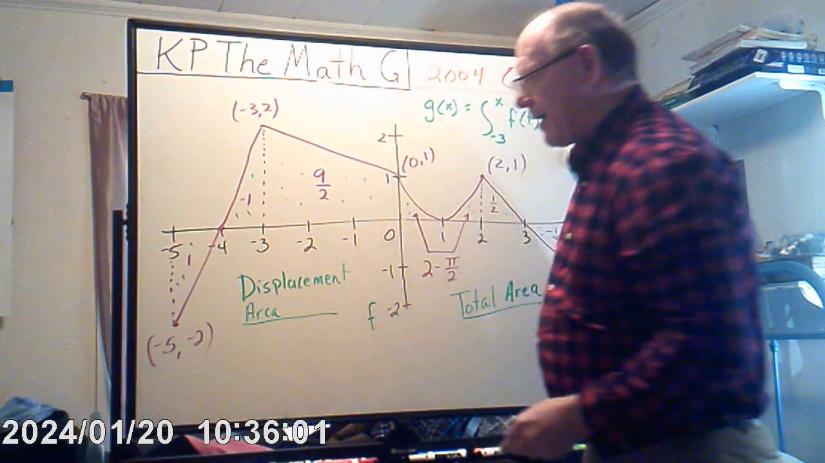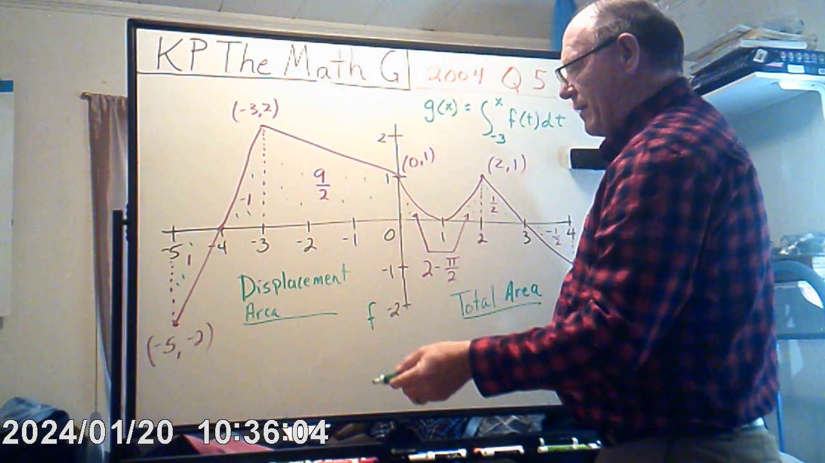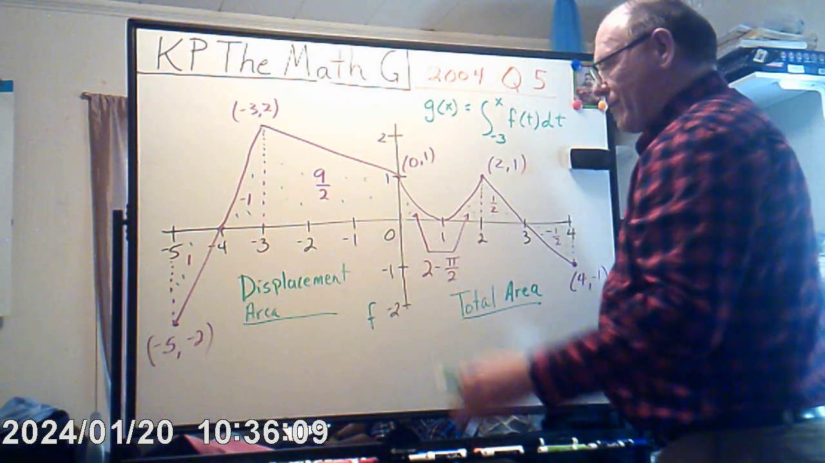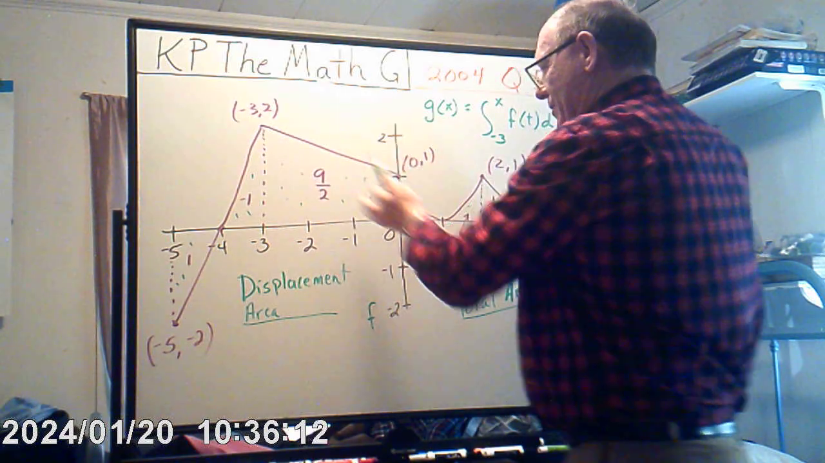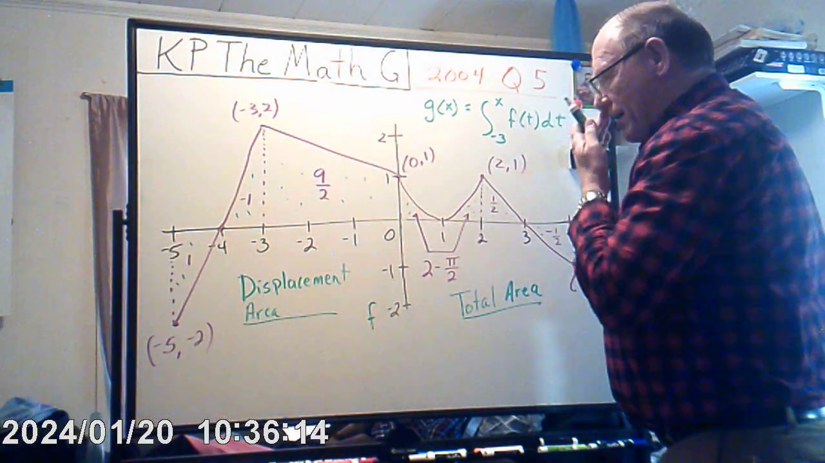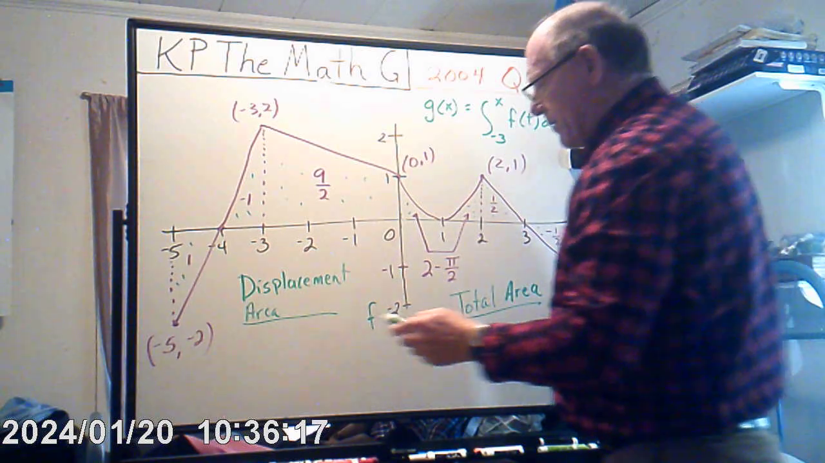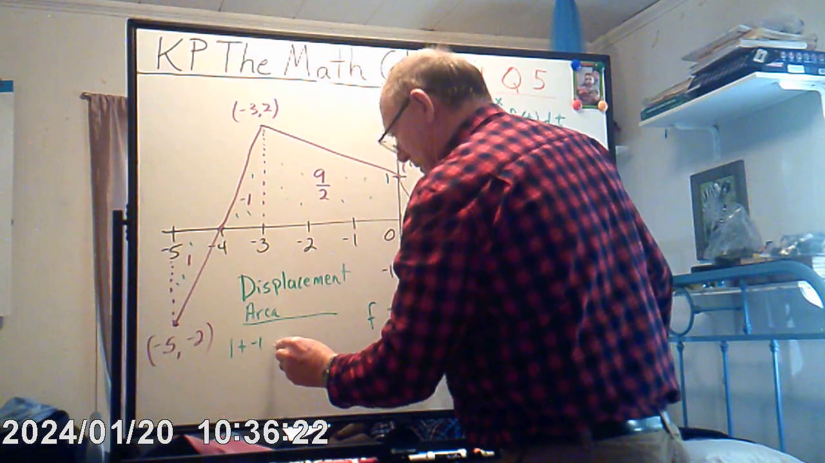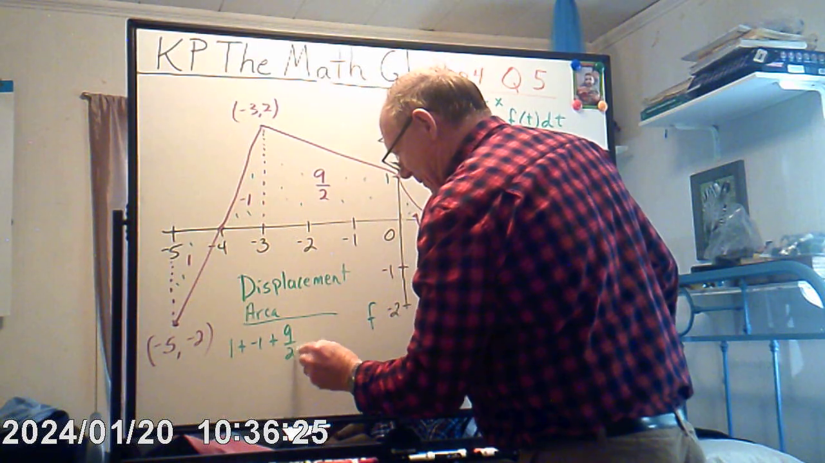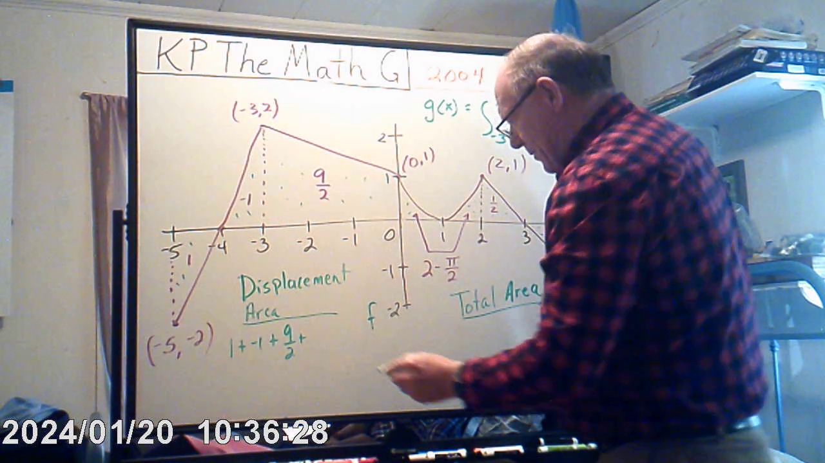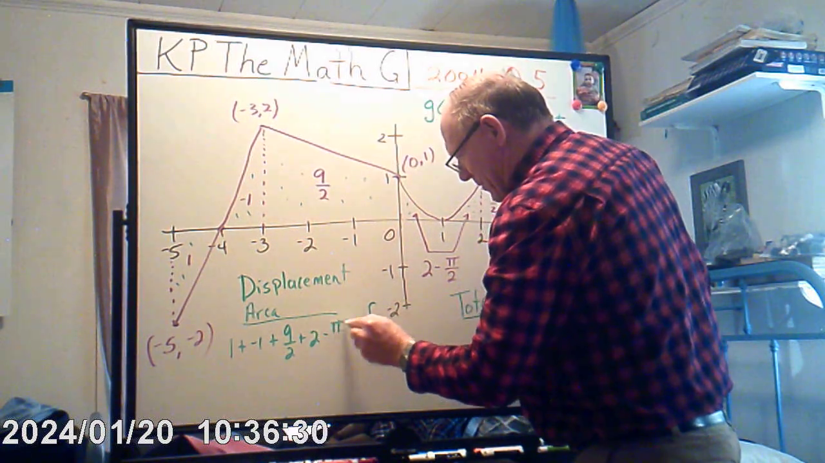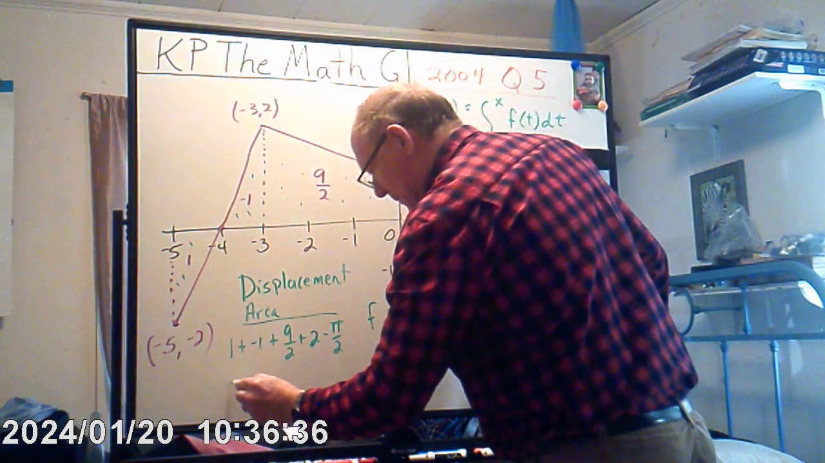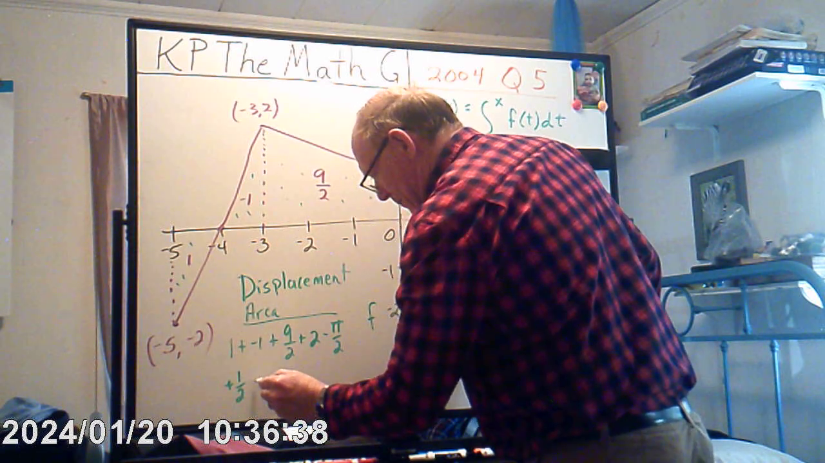I will tell you that. So all you're doing if you're dealing with displacement area from -5 to 4 is adding up all of these areas under the curve. Okay, so here we have 1 plus -1 plus 9/2 plus 2 minus pi over 2 plus 1/2 minus 1/2.